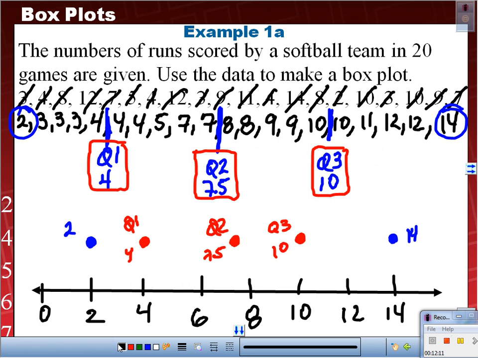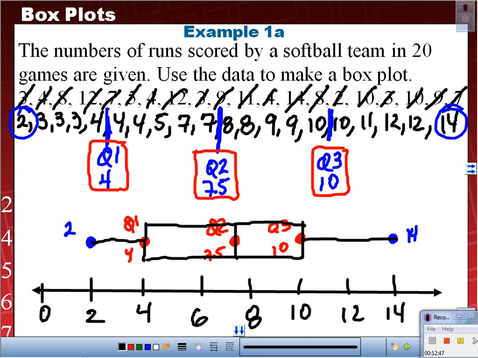Okay, writing utensils down, look up to the screen. I'm going to create my box. To create the box, you only need the Q's. Pay attention, please. There it goes. So here are my Q's. I'm going to draw a line segment through each point. One here, one here, one here, and connect all 3. That's how we make our box. From there, once we have our box, we go from the Q3 to the maximum, Q1 to the minimum, and that's how we create a box plot. Copy that, please.